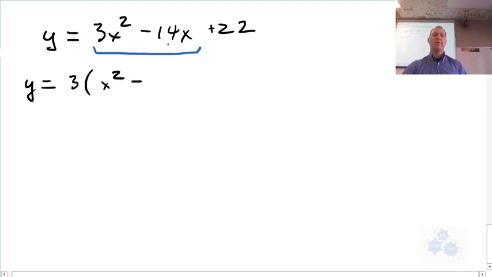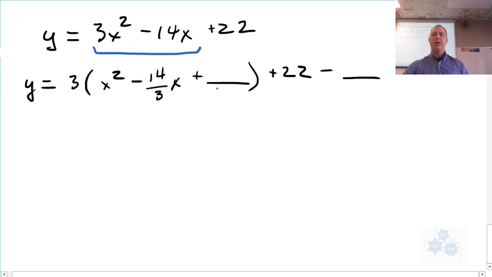Now, this really messes this one up, doesn't it? Because it doesn't divide evenly. Well, that's no problem. That's 14 over 3 x. Big deal. We're big kids here. Okay, and finish it off the way you normally would. Bracket, put that constant there, and then you've got to subtract something out here.